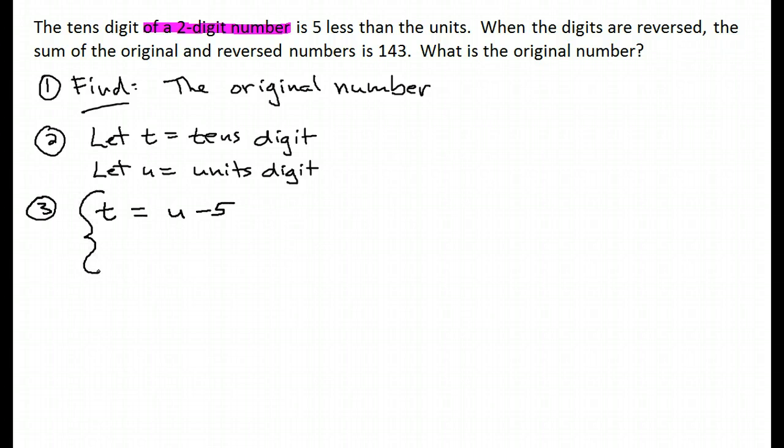Now I have to come up with a second equation. Look at the second sentence. When the digits are reversed, the sum of the original and the reversed numbers. So I've got the sum of two things is 143. Now what I'm adding here is the number and the reversed number. So the number is 10t plus u. The reversed number is 10u plus t.